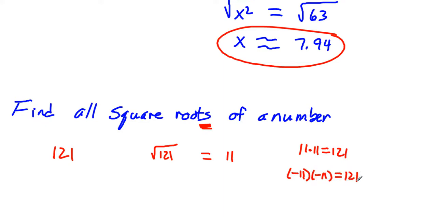Isn't that also 121? So they're saying, all right, now if it says find all square roots, it could be positive or it could be negative. So now you're looking at 2 answers. It's all in the wording.